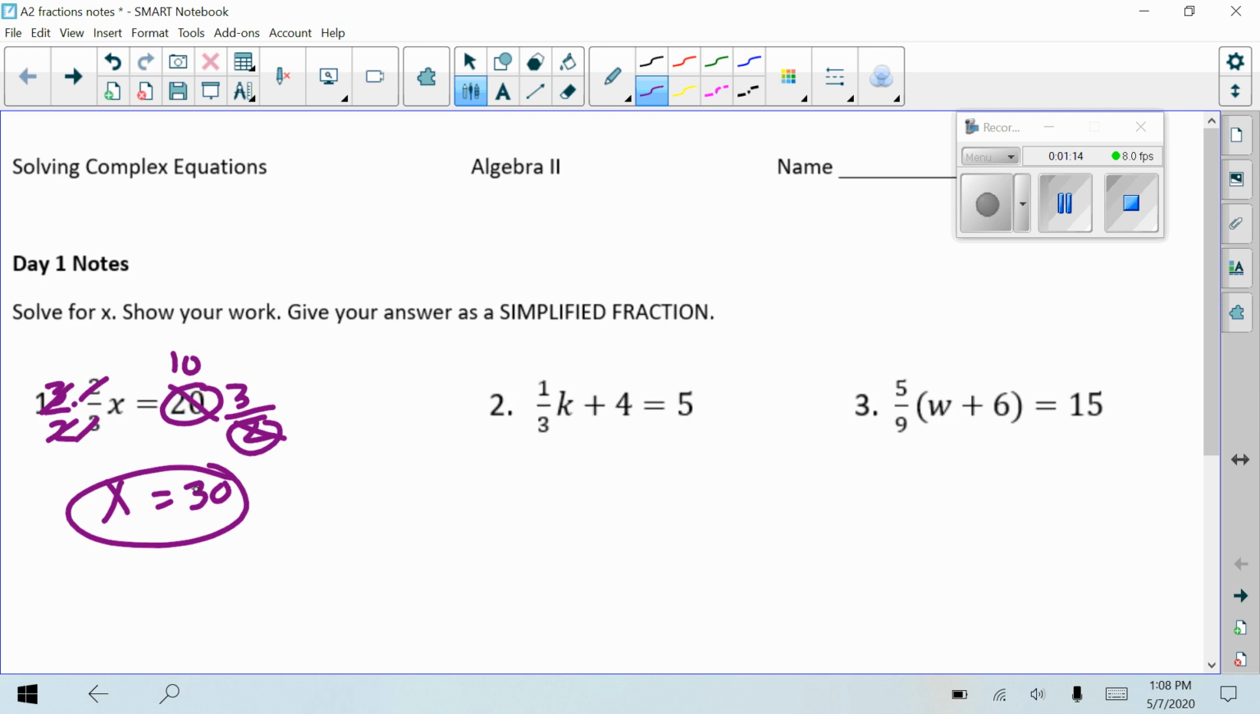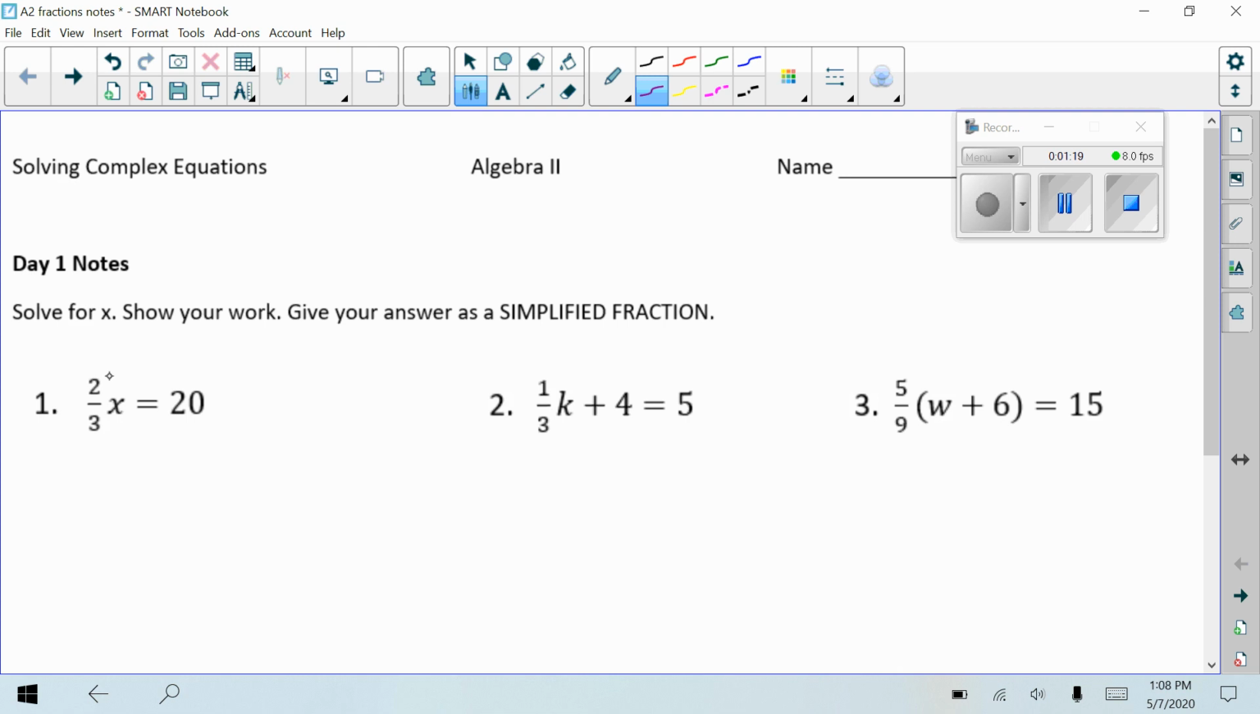Another quick thing about fractions, just a side note, is this could also be written as 2x/3 equals 20. Those are the exact same things. It's x being multiplied by 2 and divided by 3. Up here, x is being multiplied by the 2 and divided by 3. Those are the same thing.